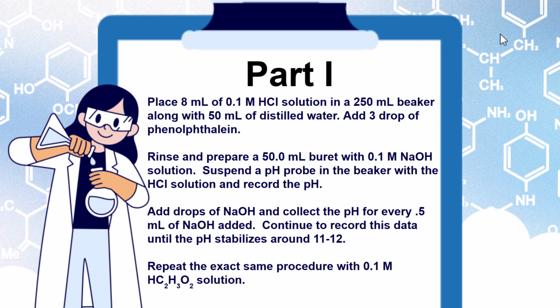We'll be utilizing the Vernier software for all of this. Again, we should be pretty familiar with how to go through and get that set up, at least at this point in time. And then you're going to continue to record this data until the pH stabilizes, which would be around 11 or 12. And then you're going to repeat the exact same procedure, but instead of using 0.1 molar HCl, we'll be using 0.1 molar acetic acid for our weak acid titration.